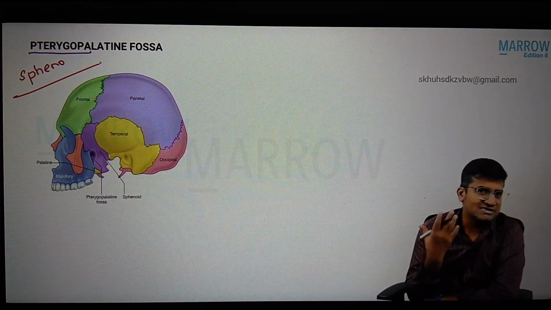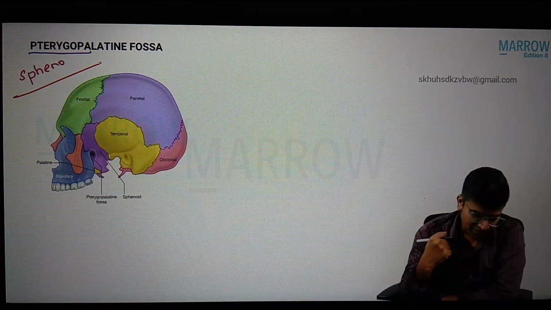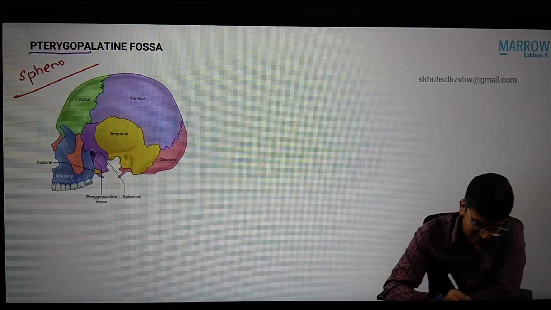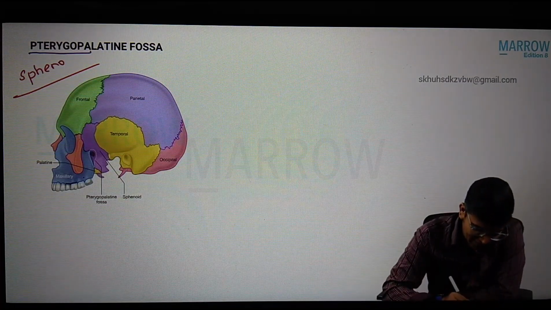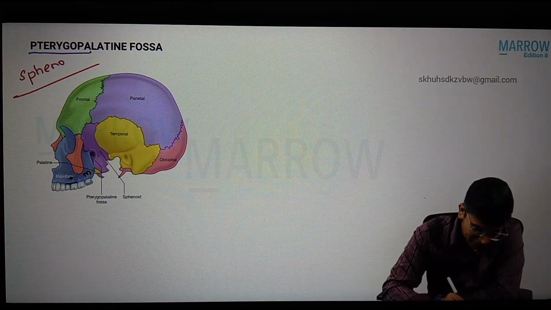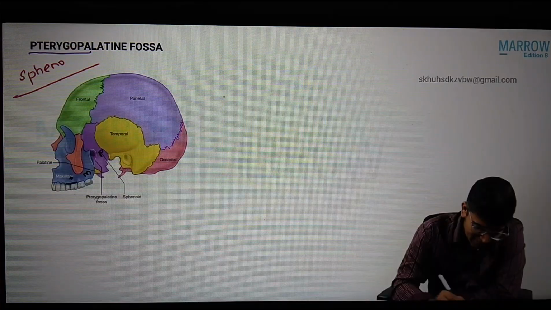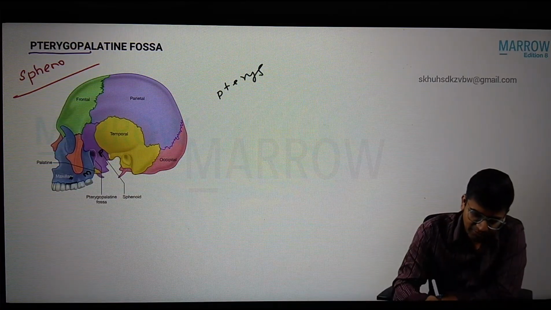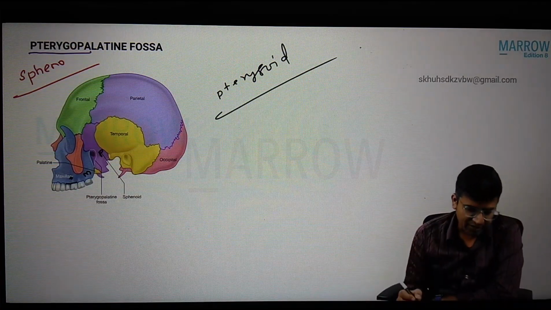Now see the diagram. This is the side view of the skull. In the side view of the skull, we are seeing the maxilla bone. I am writing as M. There is a maxilla bone, and this is sphenoid bone, the pterygoid plate of the sphenoid bone. I am writing as P. P means the pterygoid plate of the sphenoid bone.